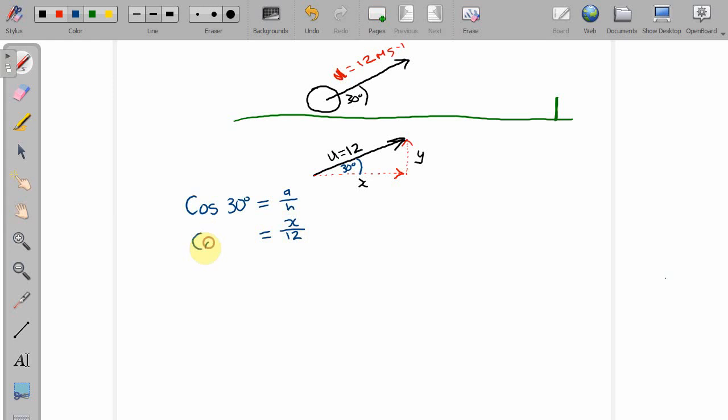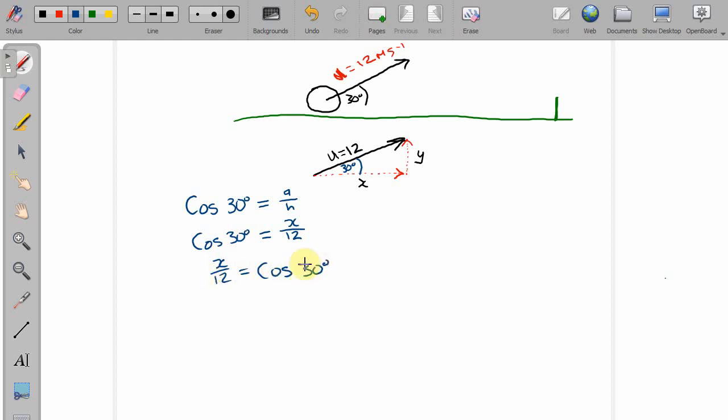Now that's cos 30. I just want x on its own. I don't really care about the rest. So what I want to do is multiply this side by 12 in order to get rid of the 12 on this side, but that means I have to multiply the other side by 12 as well. So I'm going to just rearrange this, the right-hand side onto the left and the left-hand side onto the right. So I'll get x over 12 is equal to cos 30.